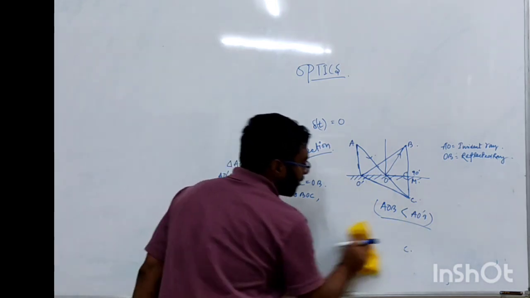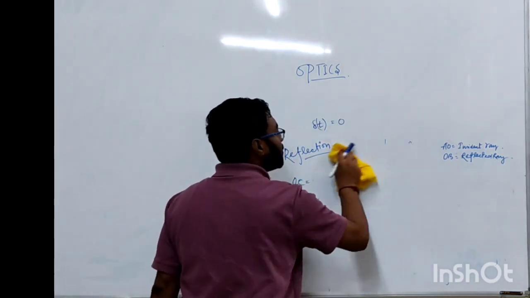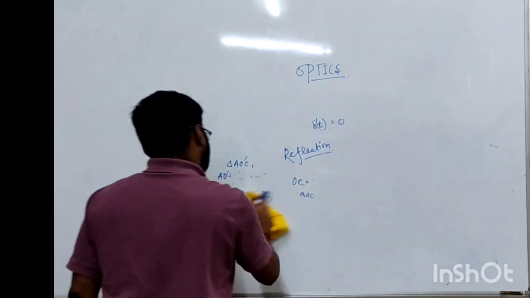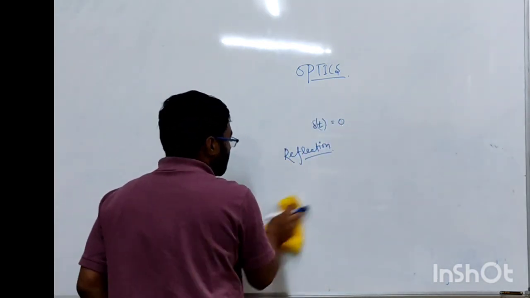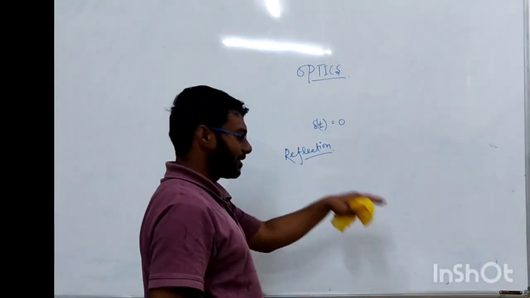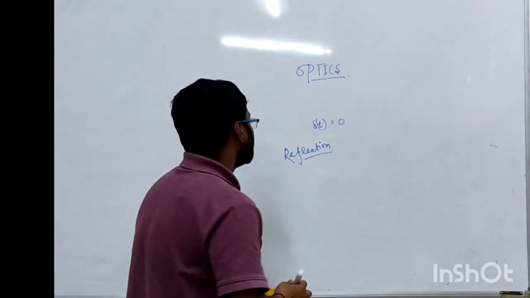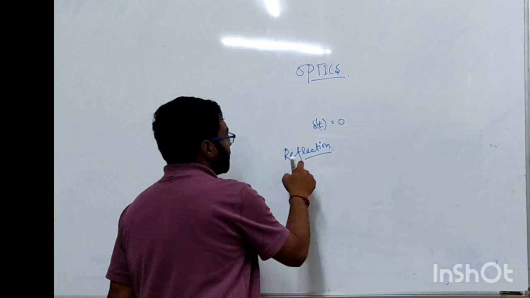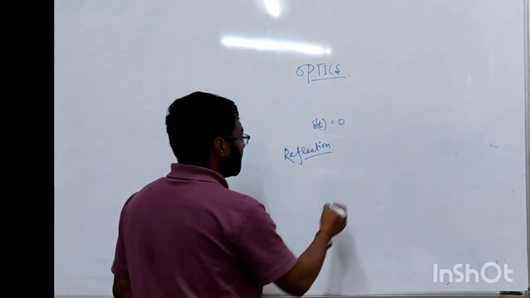Next, we have to make a relationship between the incident angle and the reflected angle. We have to establish some relationship, and we have to know the concept of reflection using Fermat's principle.